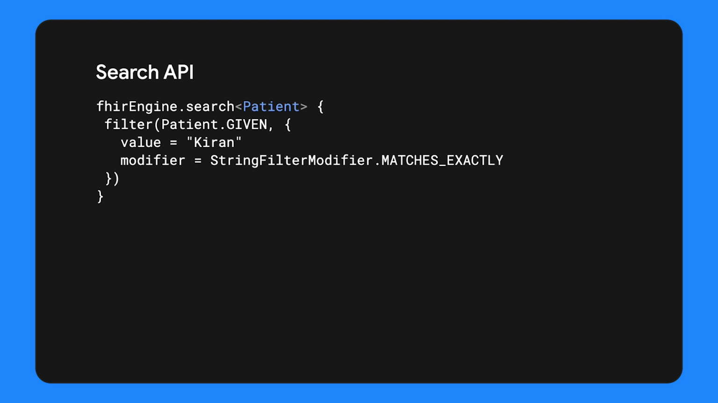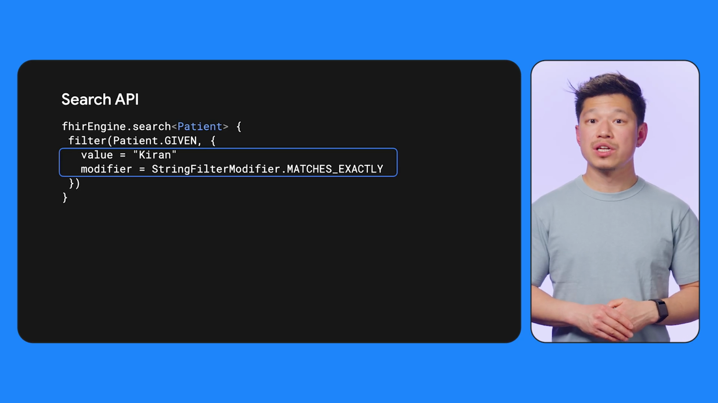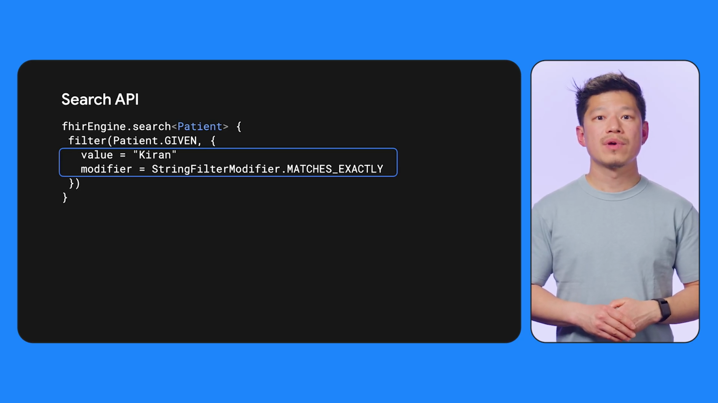This can be done by calling the Search API with a patient type parameter and using the filter clause. Here, we are filtering all patients by the given name, and we're looking for patients whose given name exactly matches Kieran. Pay attention to the search parameter included in the filter clause. In FHIR Engine, we have built-in support for all search parameters defined in all FHIR resources.